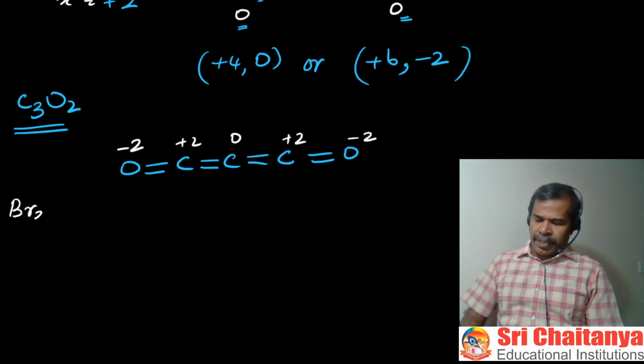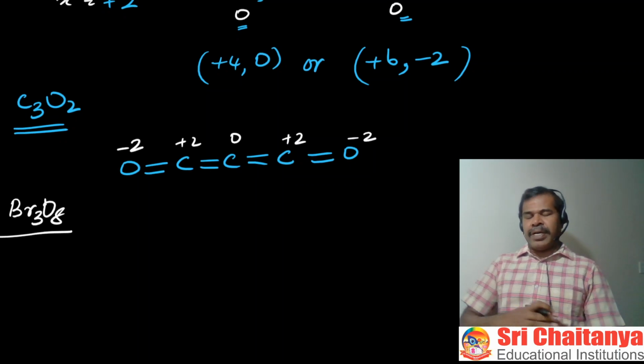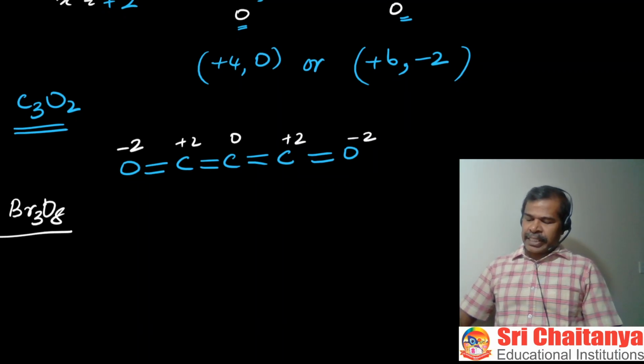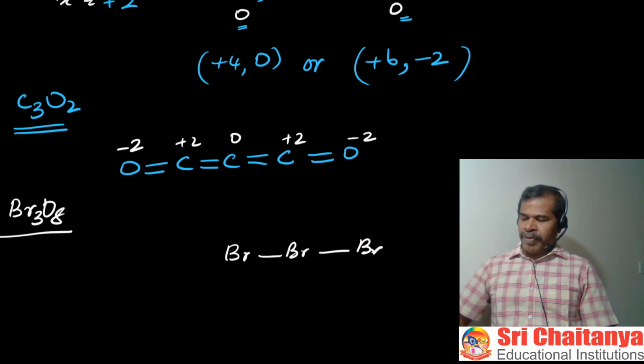Another example, Br3O8, let us take. Br3O8, the structure of this compound is 3 bromine atoms are connected together, fill the rest of the oxygens with double bonds.